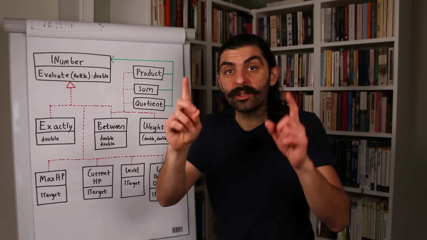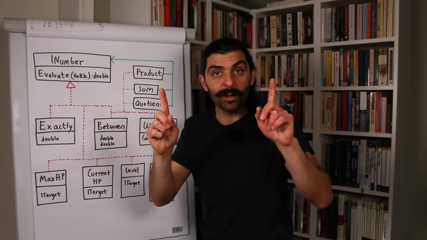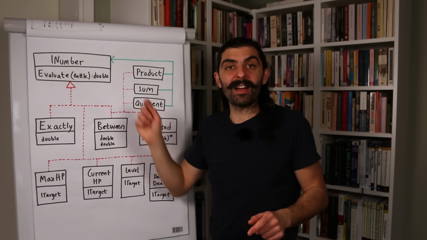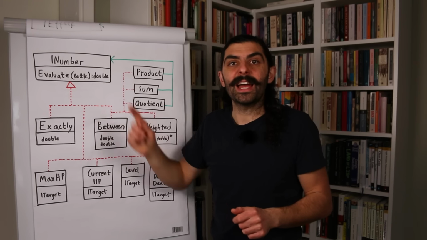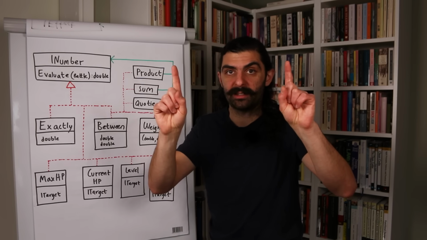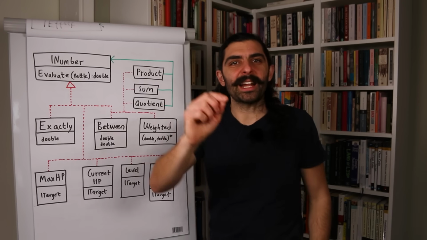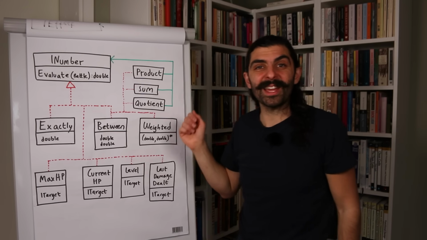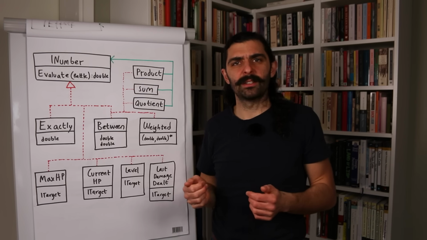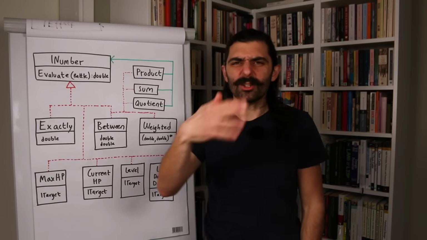Product takes 2 number objects, and when product is evaluated, when we ask it to evaluate what the number is, then it will evaluate those 2 number objects. And then it will multiply the result into one number and return that number. And sum does the same thing, but it adds the numbers together. And quotient does the same thing, but it divides one number by the other. And so forth and so forth.